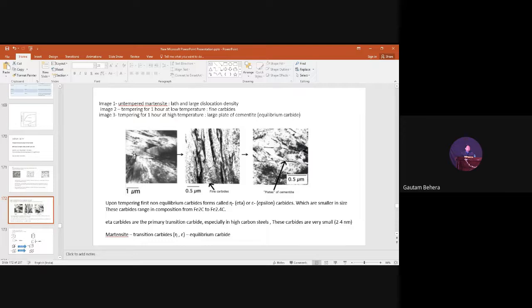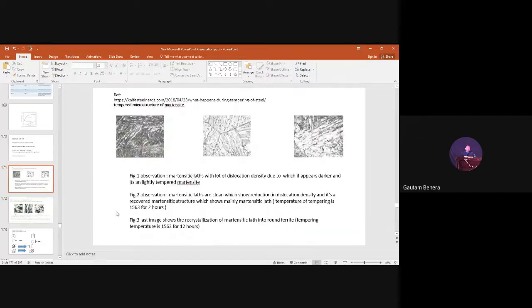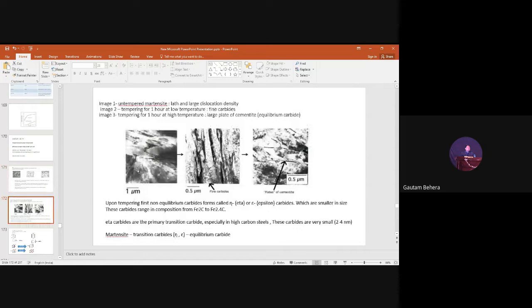This is the transmission electron micrograph. You are able to see the laths easily. This is one lath, you can see. This is one lath. This is one lath.